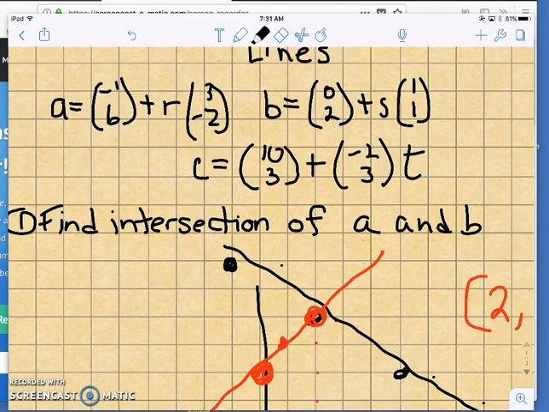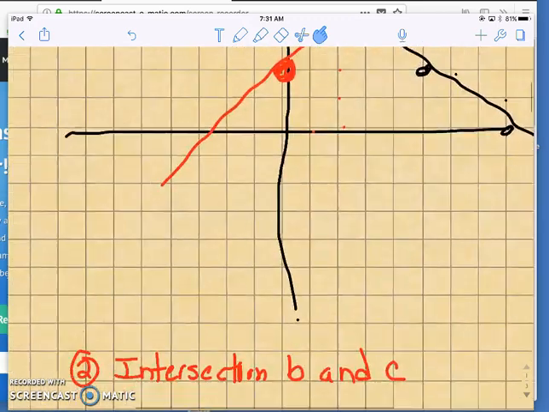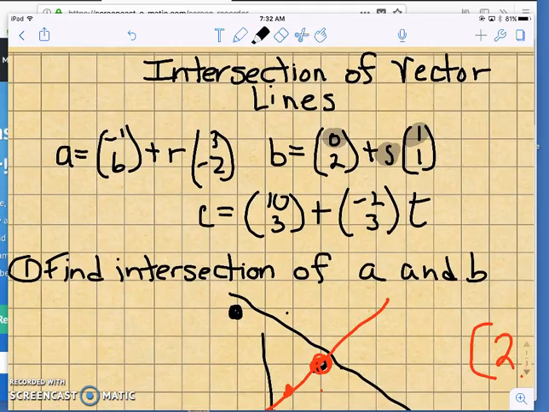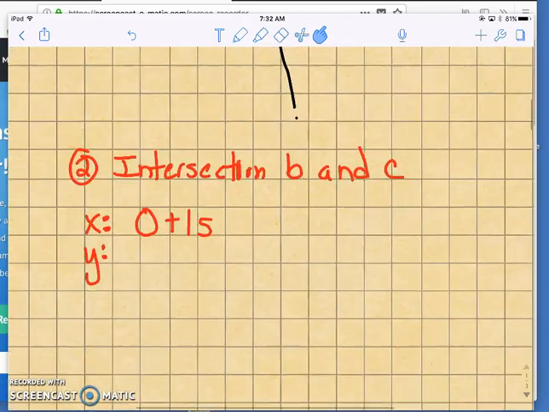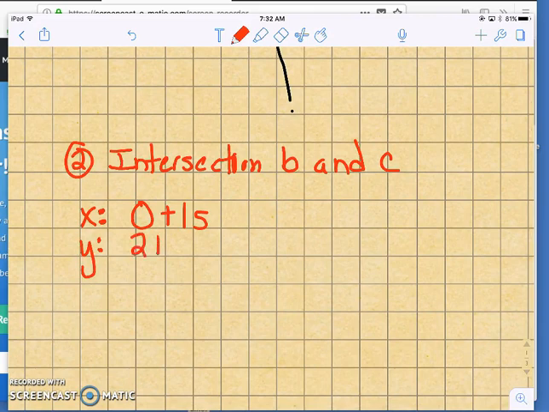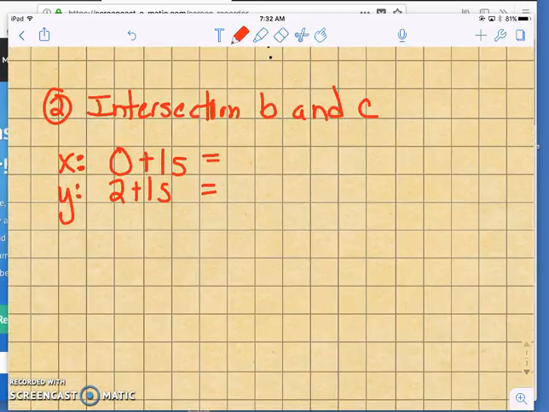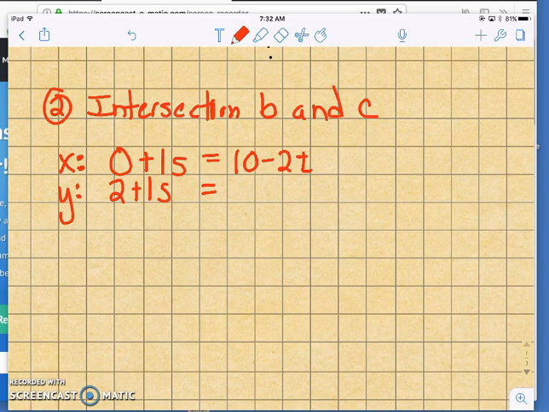So if we go back up to B, the x component, 0 plus 1s. And that y component, the y would be this bottom part. So we have 2 plus 1s. And then we can do the same thing for our C line. So our C line, we have 10 minus 2t. And then that y part would be negative 3 plus 3t.